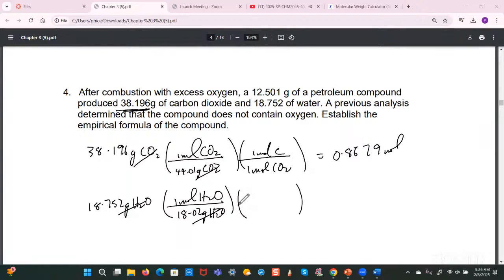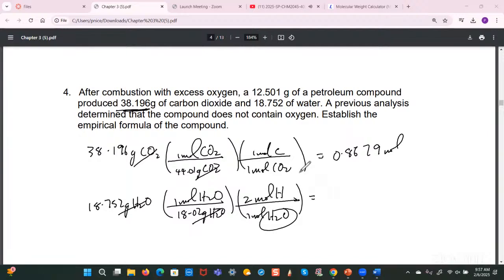So that cancels with that. And then, this is where I told you guys that students tend to make a mistake. Here, you're going to put 1 mole of H2O. And above, you're going to put 2 moles of hydrogen. Remember, for every 1 molecule of water, there are 2 atoms of hydrogen, right? So every 1 mole of H2O, 2 moles of hydrogen. And then we do this calculation here: 18.752 divided by 18.02 times 2.